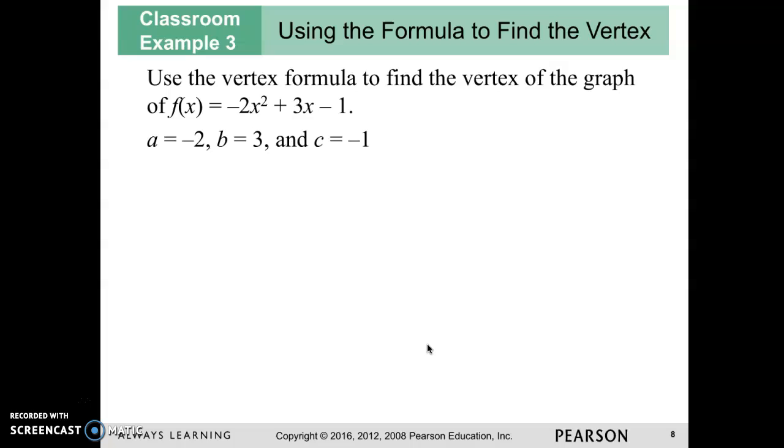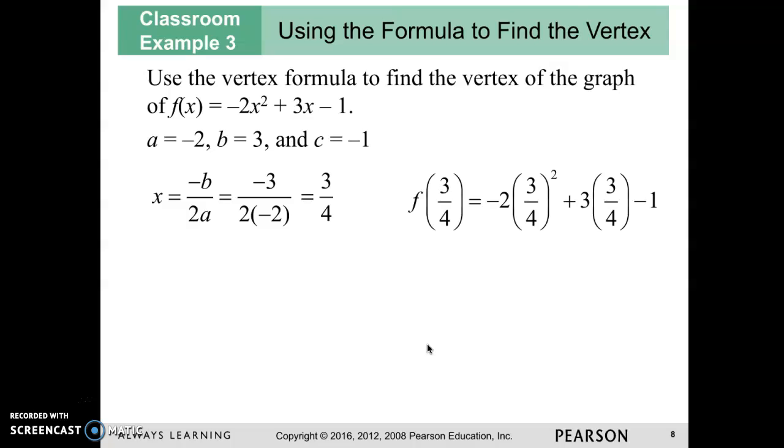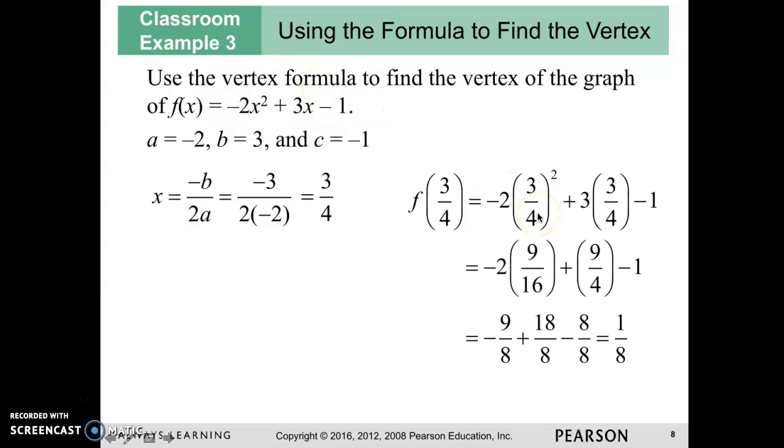All you have to do is just apply it. Find your a, find your b, and find your c, and then you just plug them into the equation. You're going to find your x value, and it's 3 over 4. Then you're going to plug that 3 over 4 into this whole quadratic function, and you're going to come up with a value for it, which is going to be equal to 1 over 8. In this case, you have fractions.